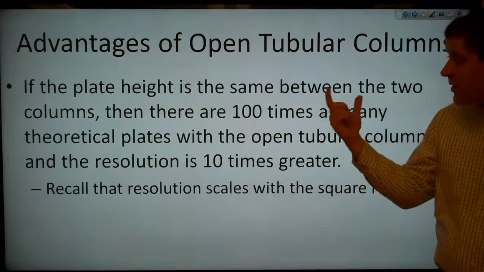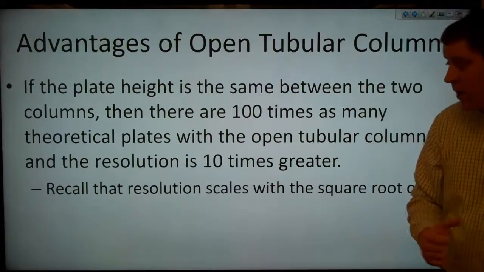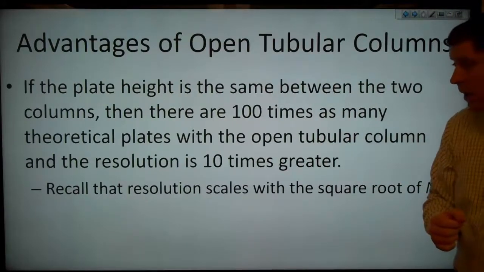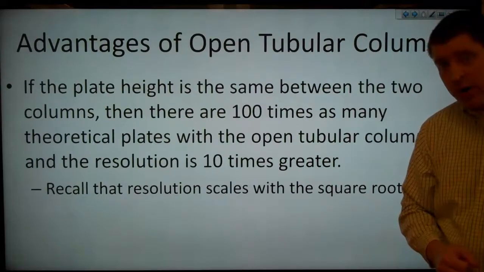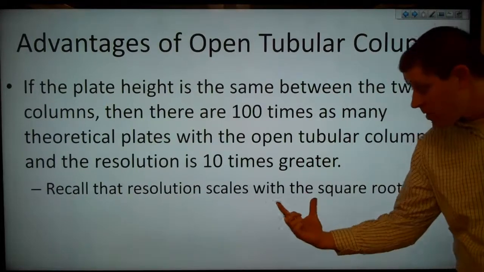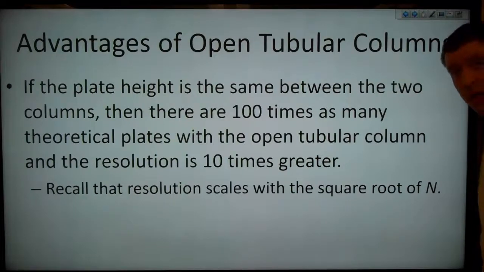And if the plate height is the same between the two columns, then there are 100 times as many theoretical plates with the open tubular column, and that means that the resolution is 10 times greater with the open tubular column compared to the packed column. So recall that resolution scales with the square root of n, the number of theoretical plates that we have.